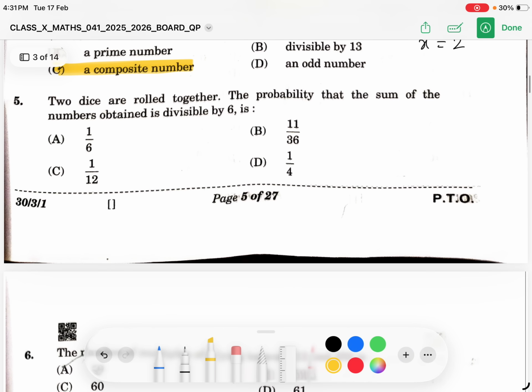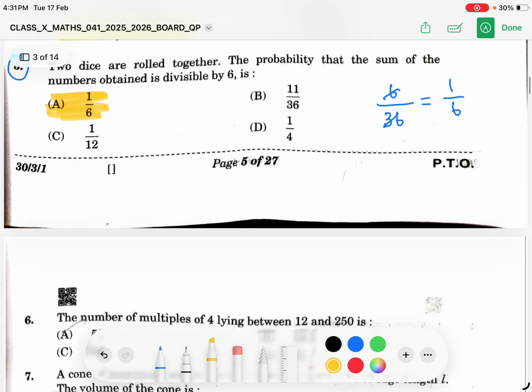Now fifth question. So fifth question, 2 dice are rolled together. The probability that the sum of the numbers obtained is divisible by 6 is. So if you are finding it, n of E will be 6, n of S will be 36. So 6 times 6 are 36. So everyone knows that answer A is the correct answer.